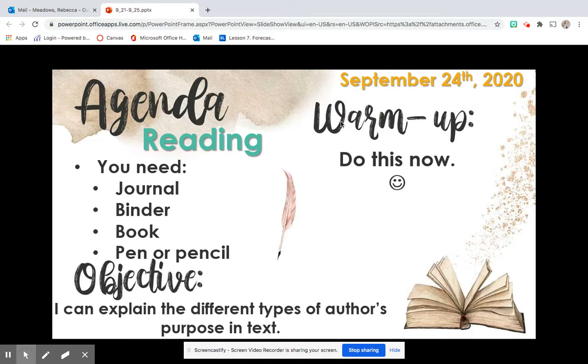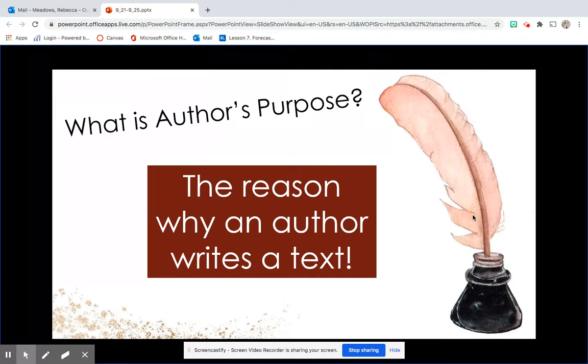Okay, so your objective for today is that you can explain the different types of author's purpose in text. So let's talk about what author's purpose is. Author's purpose is just the reason why an author writes a text. So the reason why an author writes a story, music, a movie, a song, anything. Why do they write it? What's their motive behind writing this?